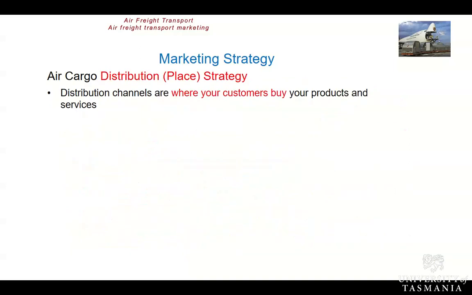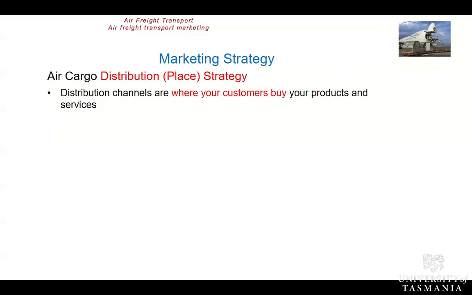Okay, the third P, if you like, that third element of the marketing mix. It's called place, but it's more commonly referred to as distribution. And essentially, place or distribution is where you place your products so somebody can come and buy them.